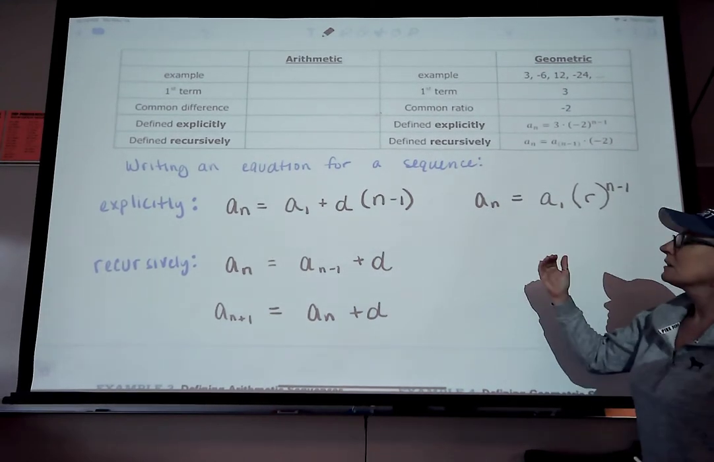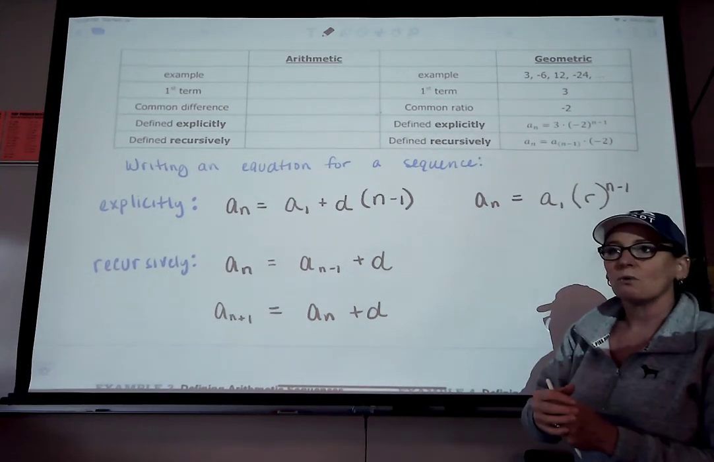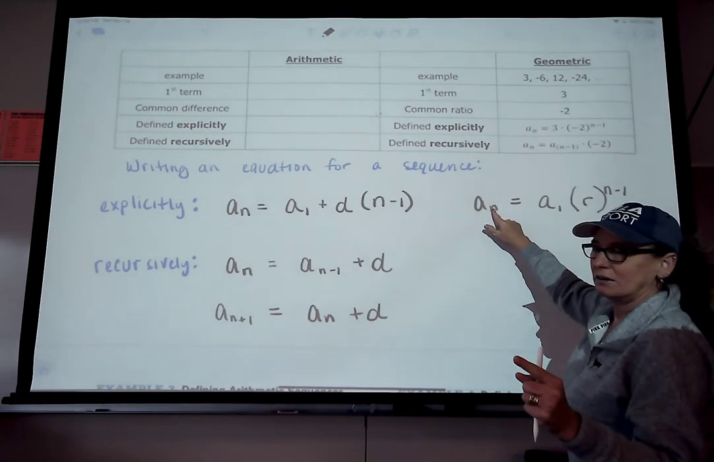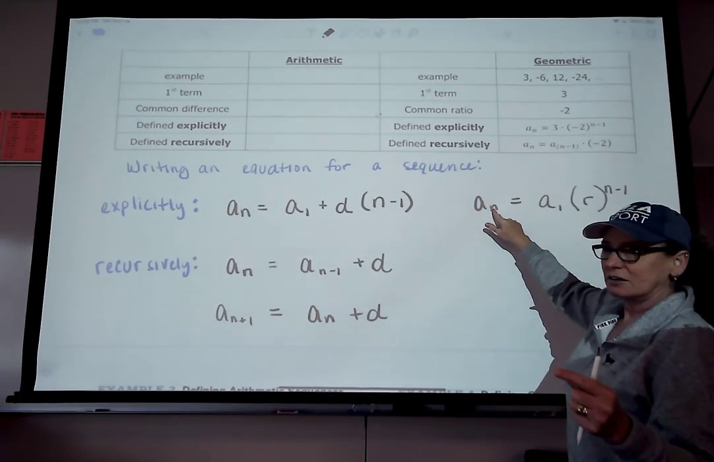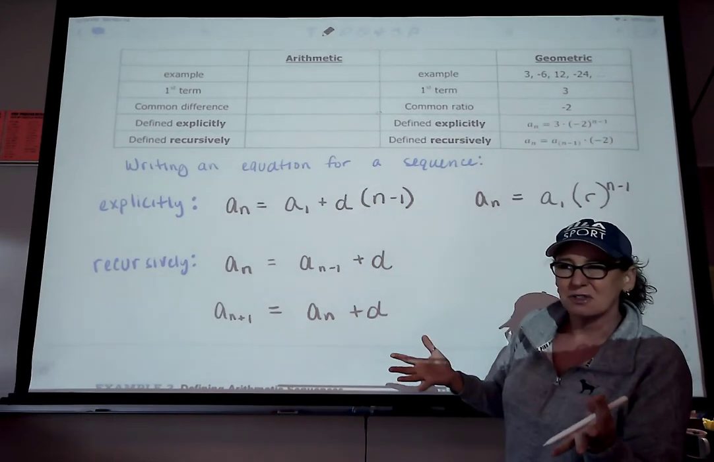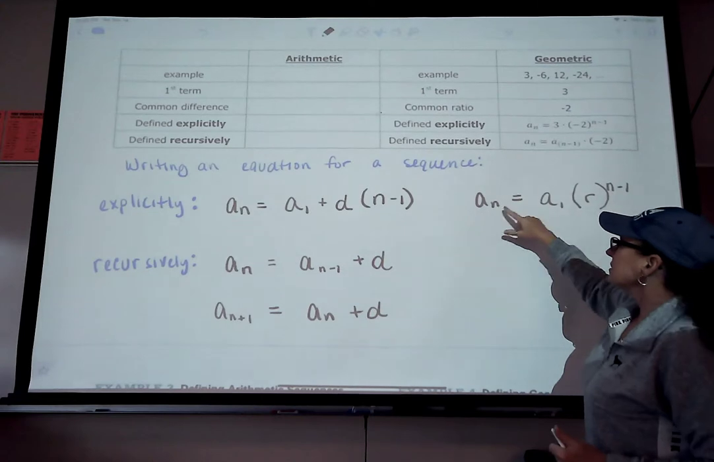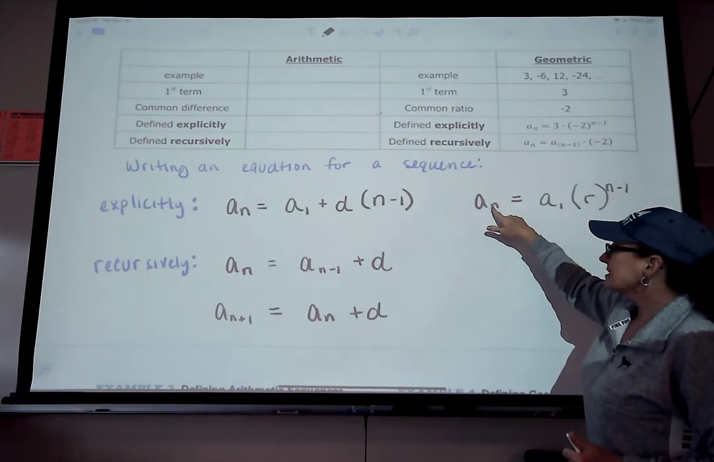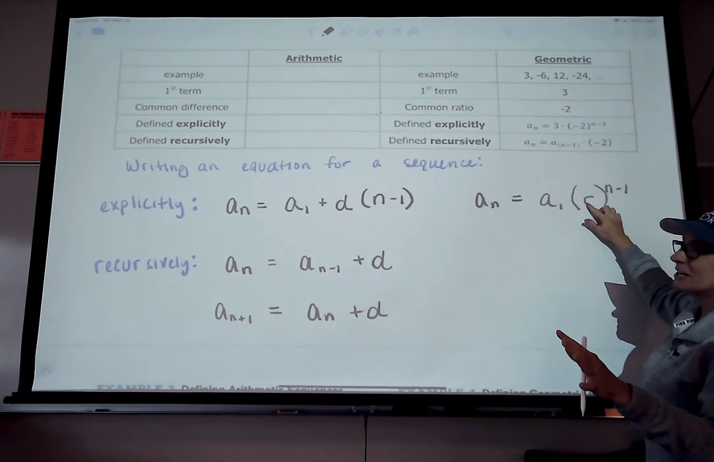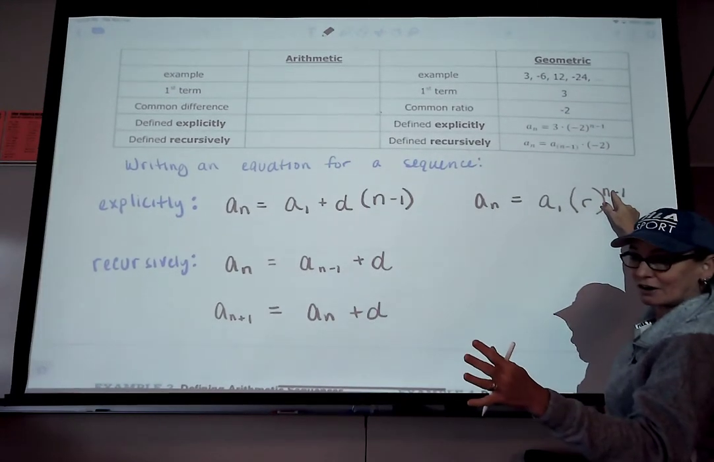Right? So let's see what happens. So this is our first term. What happens when I sub in 1 for n? Well, you say that this becomes A sub 1. You're like, but we already know what the first term is. No. Just watch the math, though. It's kind of cool. To look at the first term, this is A sub 1 equals A sub 1 times my ratio to the 0th power.